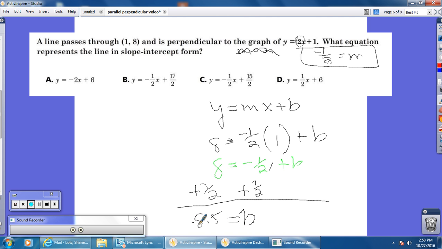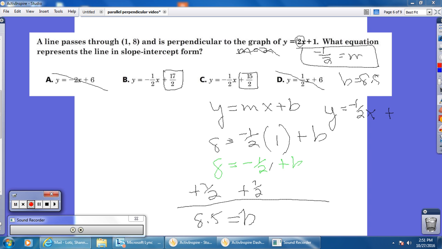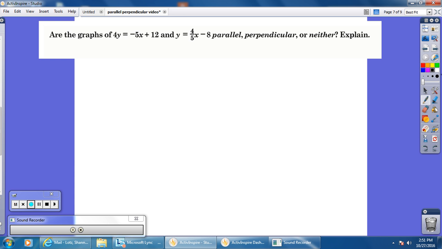So my b is, I got 8.5, but make sure you keep it in a fraction. Well, it's not 6. Right? So you have to tell me if it's 15 over 2 or 17 over 2, right? So my b is 8.5. So now I have y is equal to negative 1/2 x plus, what is 8.5? Is it 15 over 2 or is it 17 over 2? All right, it's 17 over 2, so your answer is B.